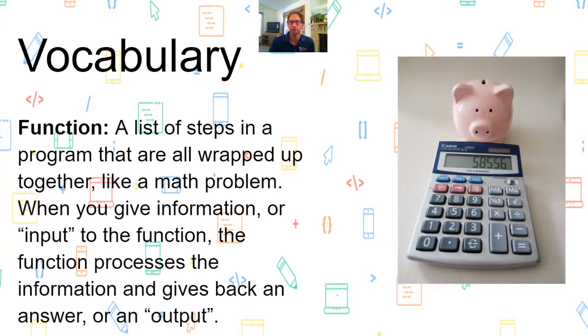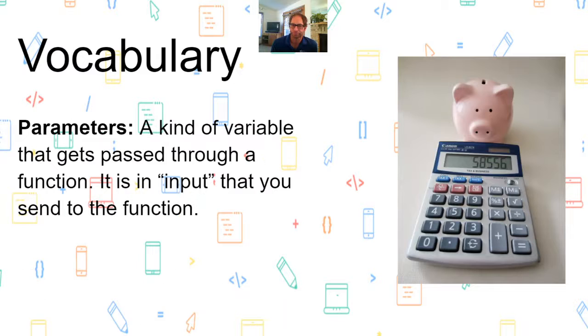Okay, so function is the next one, and that's a list of steps in a program. They're all wrapped together like a math problem. You can see there's a calculator there, and a similar example. When you give that calculator input, then it will give you the output, right, or an answer. And there is actually a function key on calculators. Okay, and parameters is our last term, and that's the kind of variable that gets passed through a function. So it's just the input that you send to the function.